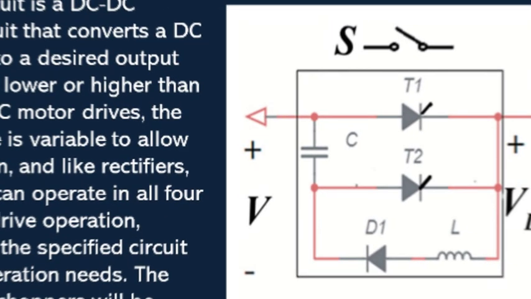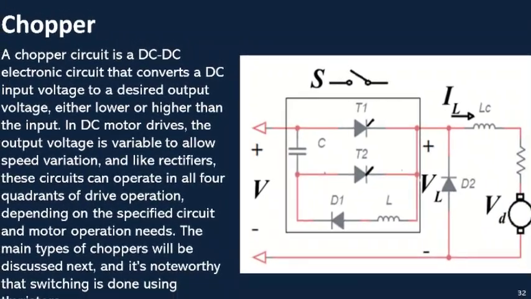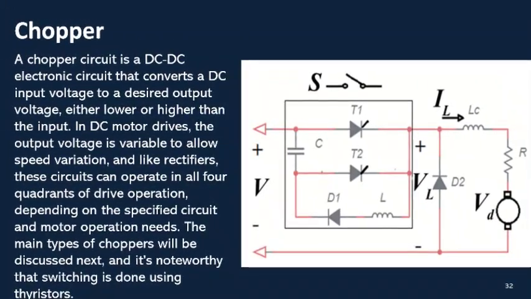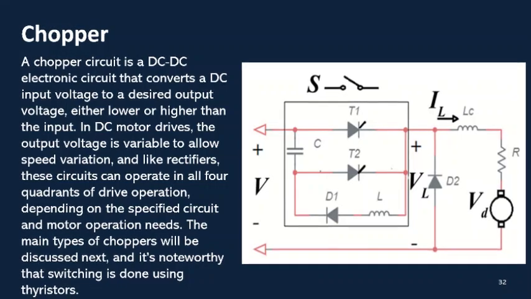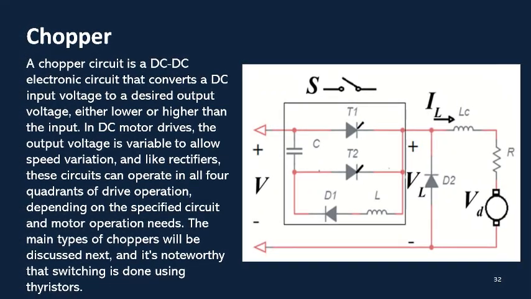Chopper circuits and DC motor drives. A chopper circuit is an electronic circuit that changes a DC input voltage into a desired output voltage, which can be either higher or lower than the input. In DC motor control systems, the output voltage can be adjusted to vary the speed.